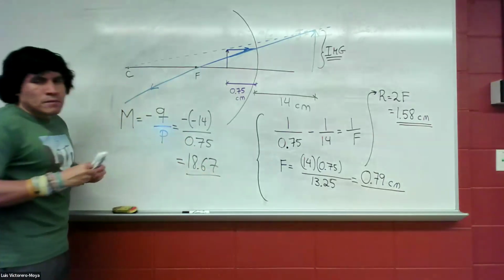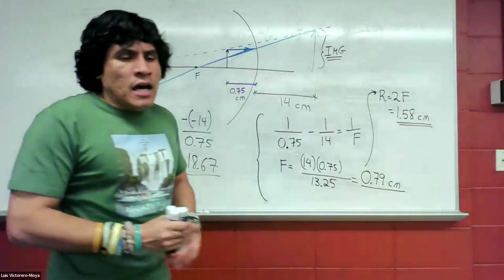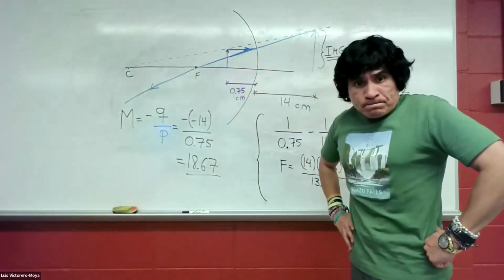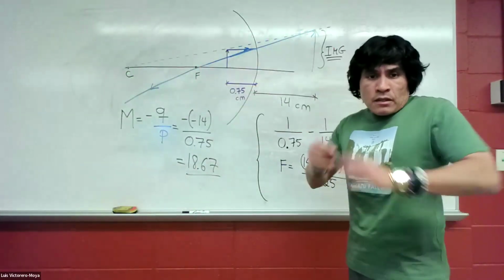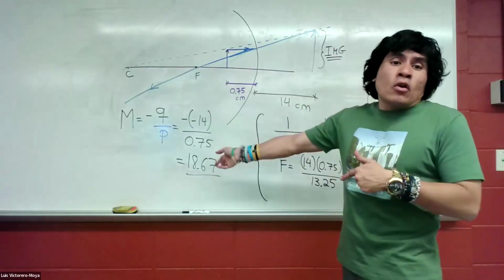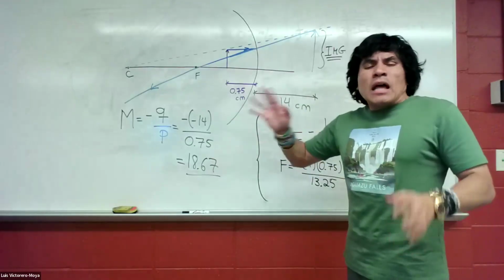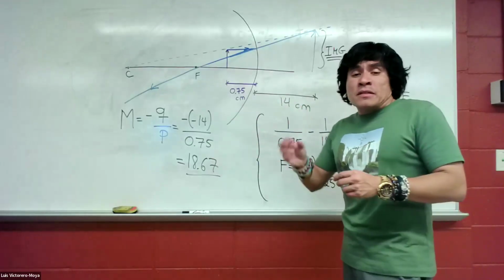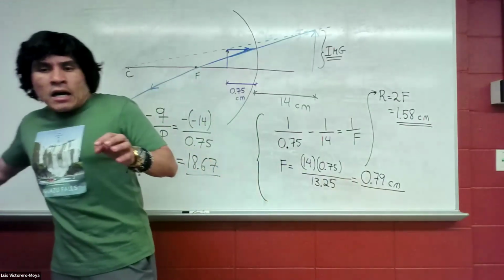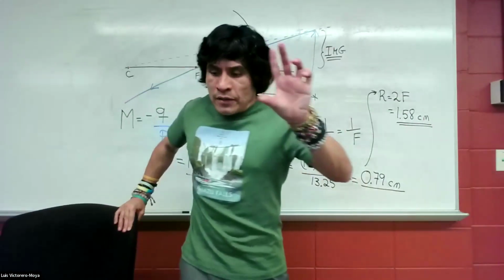So what is the meaning of magnification? It is how much bigger the image is behind the mirror. So the image is bigger than the object by almost 19 times. Now, why is it positive? Because if the magnification is positive, the image is upright.